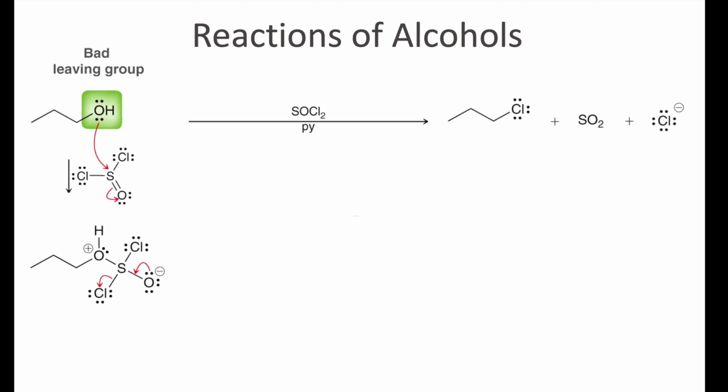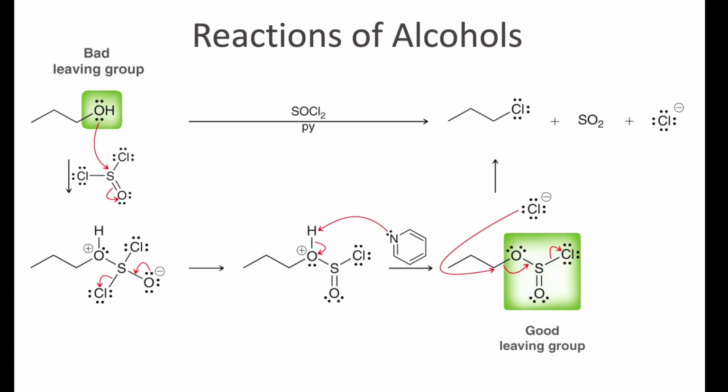And so in the same way, the lone pair on the oxygen kicks back down, reforming your double bond, and this time kicking out a good leaving group, the chloride. Then at this point, the pyridine can come in to deprotonate, making your molecule neutral. So at this point, you have your chloride anion floating around. It does an SN2 backside attack, kicking out that good leaving group, forming your alkyl chloride.